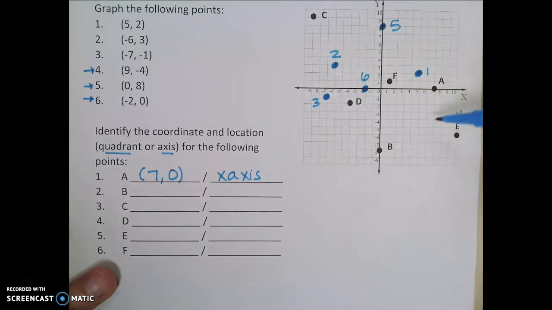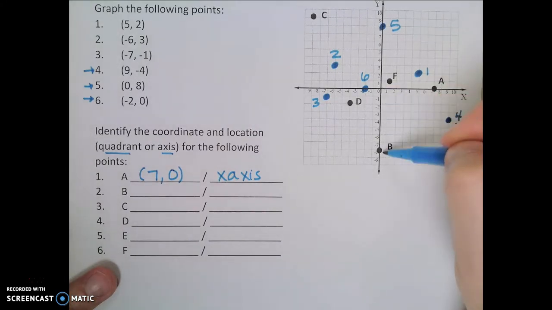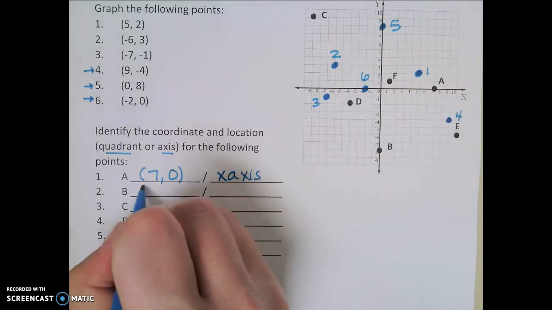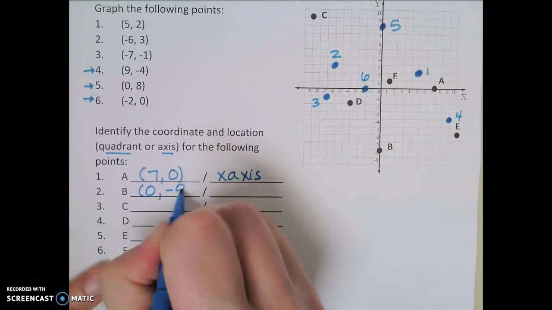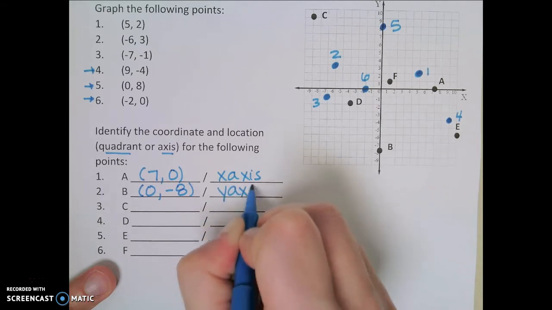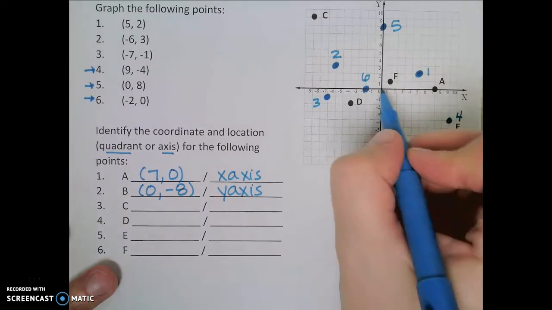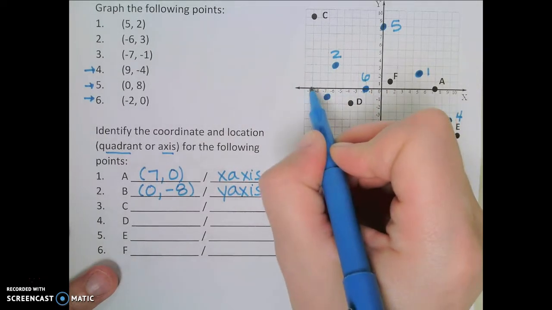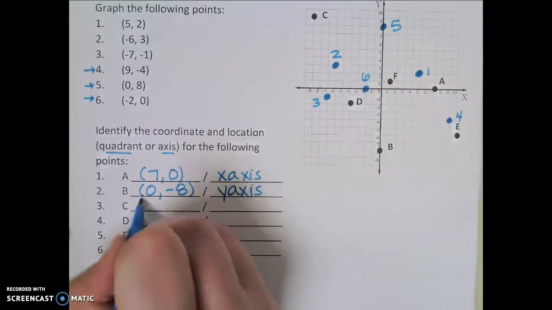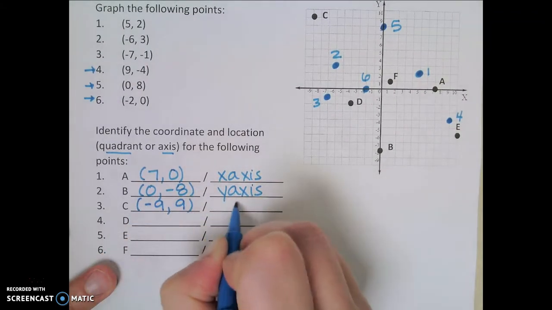All right, point B is down here. So from the middle, I don't go side to side. I just go down 8. So that means my point is (0, -8). And it's not in a quadrant, it's on the y-axis. Next one, point C, I have to go left 9 and then up 9. So that means my point is (-9, 9), and that is in quadrant 2.